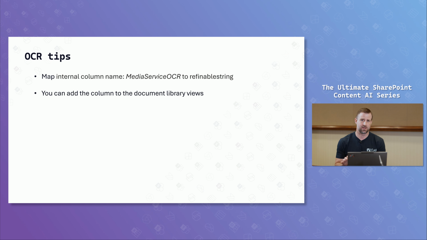You can add that extracted text to your document library views. So if you go to it before enabling OCR, it won't be there. Once you've enabled OCR, give it some time, you can go in there and show and hide columns, and the extracted text column will then show up for you.